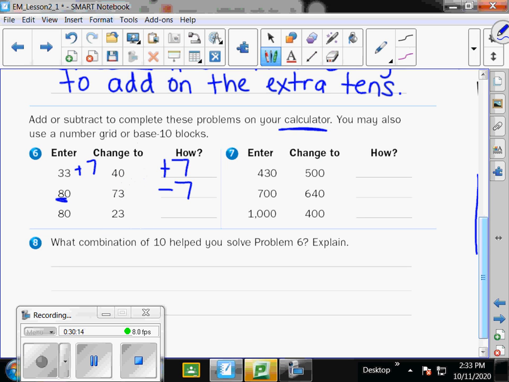Okay. Even though I thought backwards, right? 80 minus 7 equals 73. But I can still use addition. I can start with 73 and try to count up to 80.